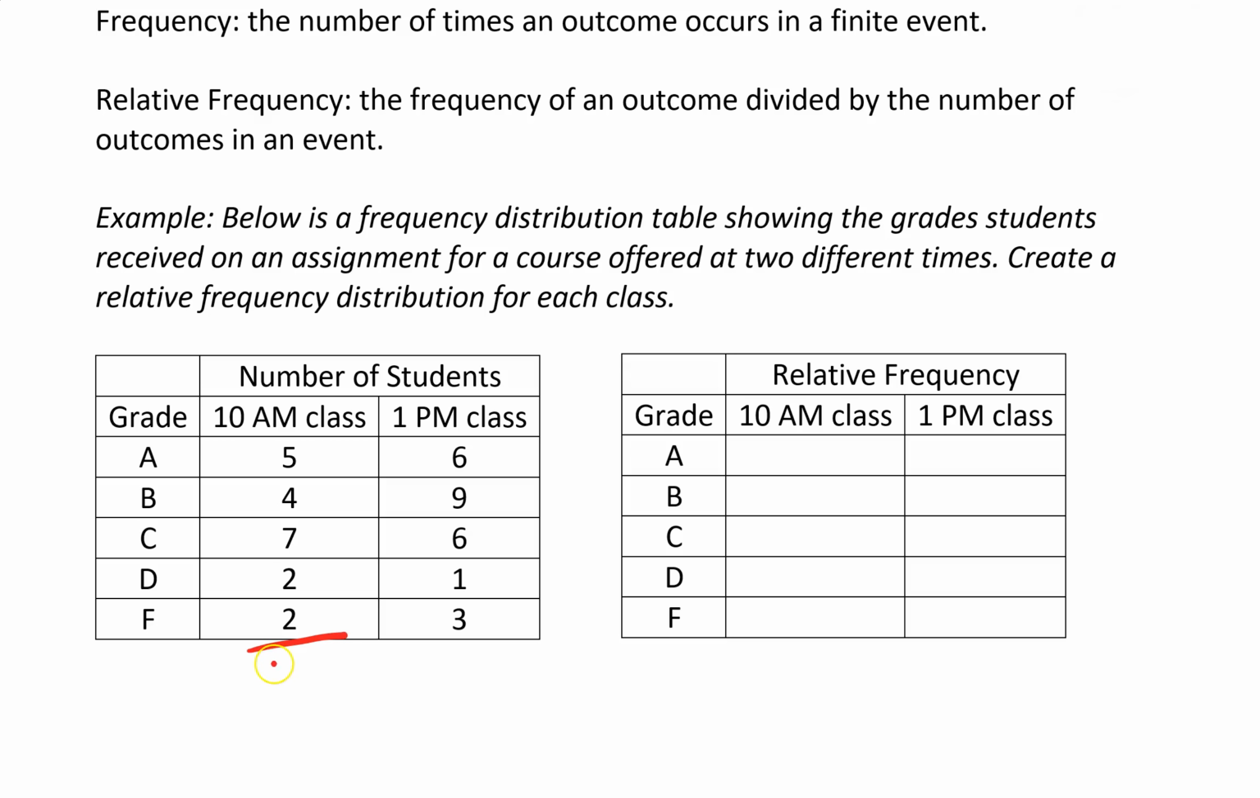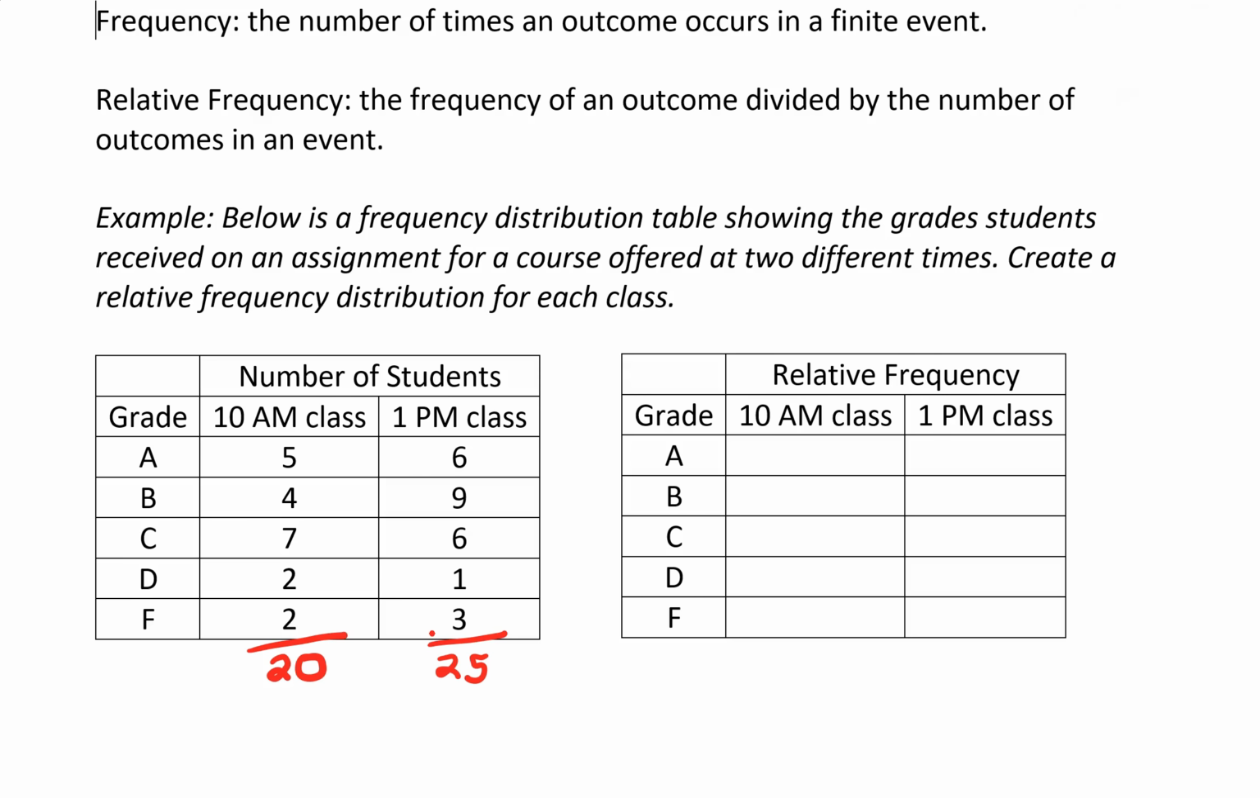So for the 10 a.m. class, there were 20 students. In the 1 p.m. class, there were 25 students. So this table on the left, remember, is a frequency distribution. The 5, 4, 7, 2, and 2 are known as frequencies. Now we're going to come over and create a relative frequency table.